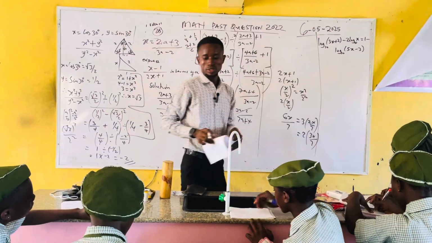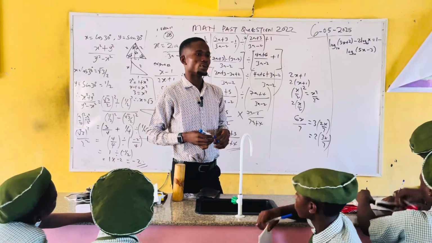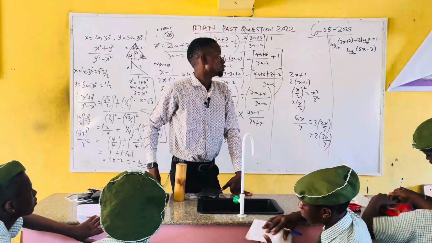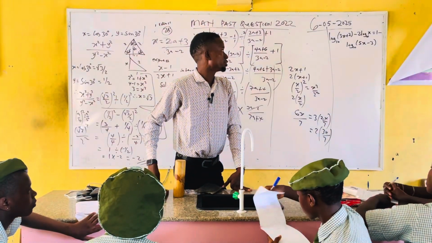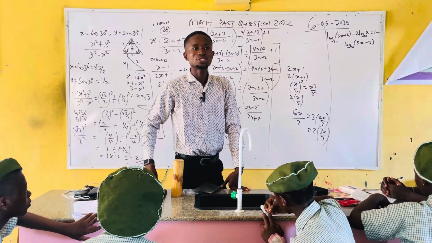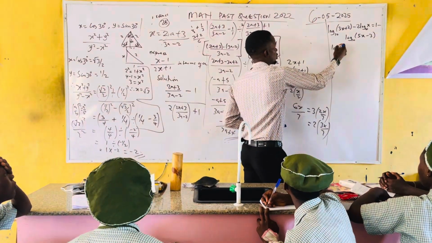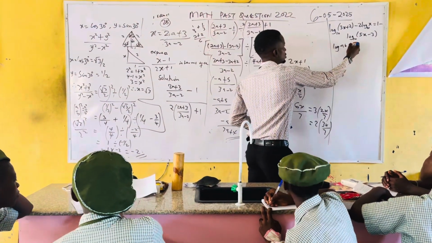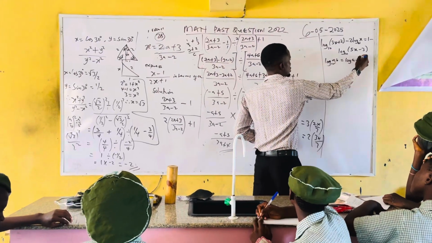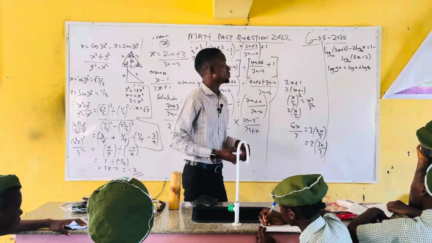So that's the question. But for you to be able to solve this question, you need to recall the rules of logarithm. Are you with me? So you need to know the laws of logarithm. Let me start with this. When you have log AB to base 10, it is equal to what? Log A plus log B. You remember that law?